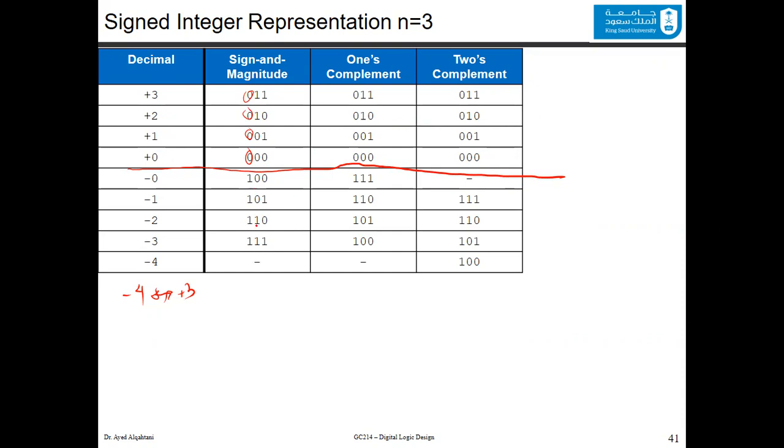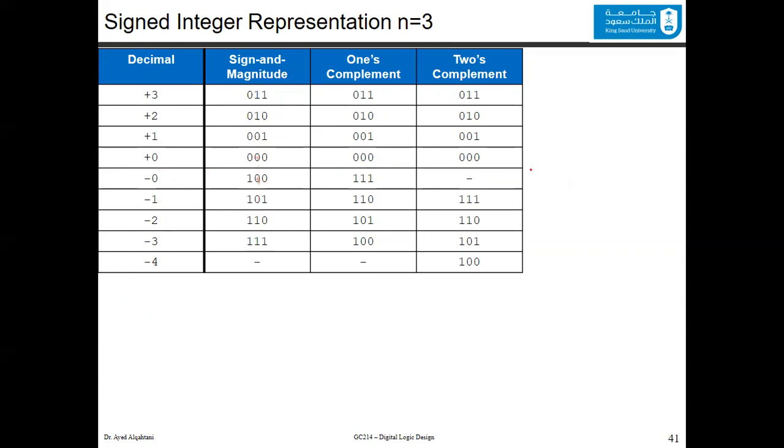Now, for the negative numbers, the sign magnitude, you have 1 in the sign indicating it's a negative number, and you copy the magnitude. You have the 0 here, -0. You have the 1 here, you have -1. The 2, you have -2, and the 3, you have -3. You can notice the disadvantage of the sign magnitude. We have +0 and -0.